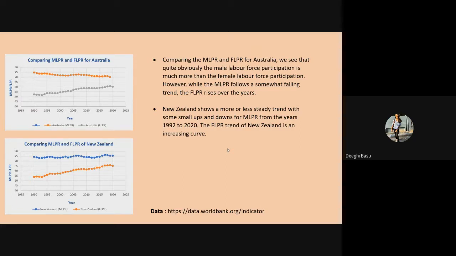Okay, please continue. Okay, sir. So coming to the first graph in the slide, we are comparing MLPR and FLPR for Australia, and we see quite obviously that the male labor force participation is more than the female labor force participation. And while the MLPR follows a somewhat falling trend, the FLPR has risen over the years.